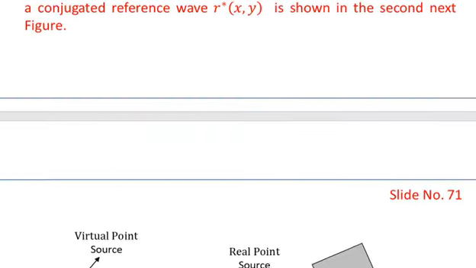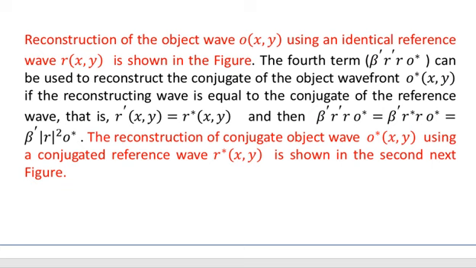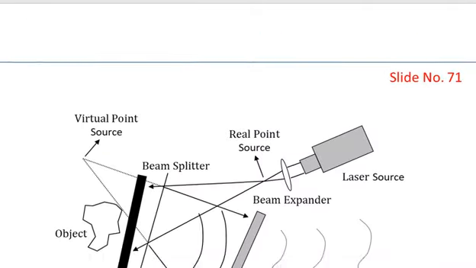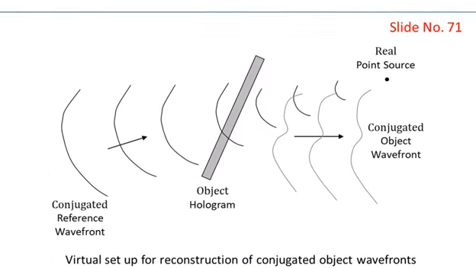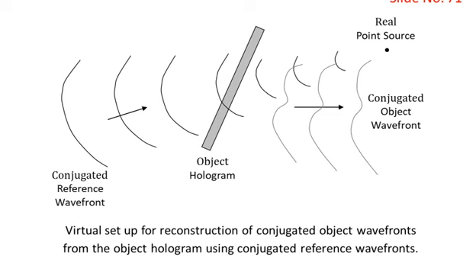As you have seen in the fourth step, we are using R prime equal to R conjugate, that is, R prime equal to R star. That is for the fourth step, we are using R prime equal to the conjugated R beam, the conjugated reference beam, the conjugate of the original reference beam which was used in the construction of the hologram. So we are using the conjugated reference beam to reconstruct the hologram in this case for the fourth term. So this setup actually addresses the reconstruction from the fourth term.